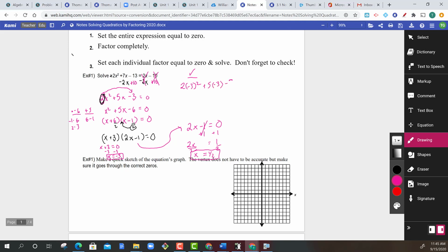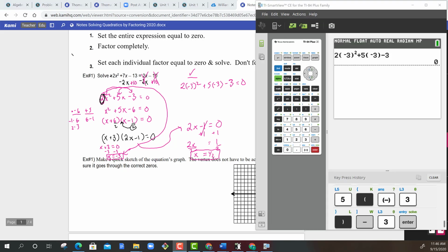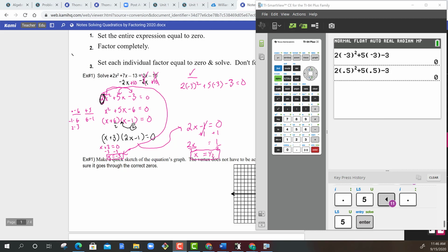So I'm just substituting my original x value in for x in both places there. And we can use a calculator quickly to verify that this does equal 0. And we could do the same thing with 1/2. But instead of 1/2, I'm going to use 0.5, just because it's easier to put in the calculator. So you see both of those solutions make this original equation true.